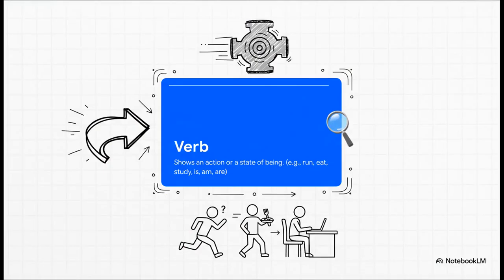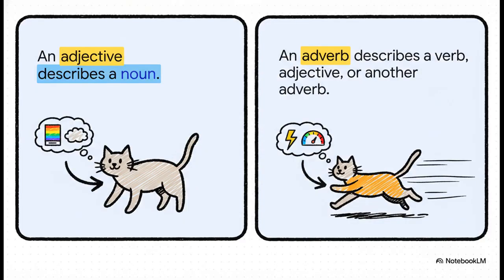The verb. This is the engine of the sentence. Verbs are our action words, run, eat, study. But, and this is super important, they also show a state of being. Words like is, am, and are also verbs. They might not be exciting, high-speed actions, but you absolutely cannot have a complete sentence without a verb. It's impossible.